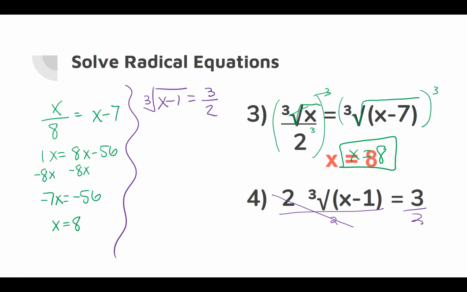Now we will cube both sides. Good. Remember, when we cube a fraction or bring a fraction to any power, both pieces of the fraction get the power. So my left-hand side is just x minus 1. But 3 over 2 becomes 27 over 8.